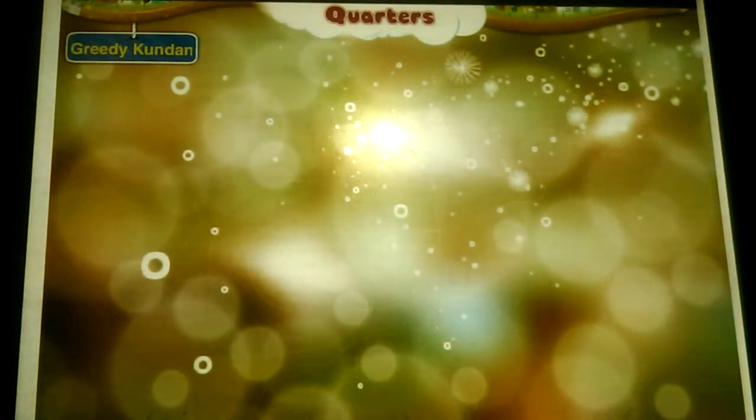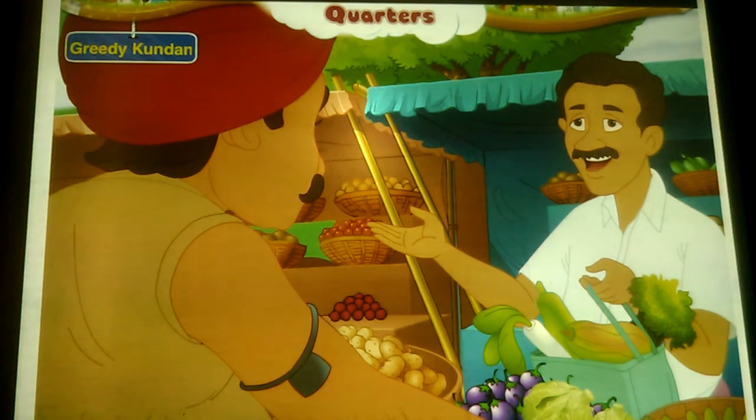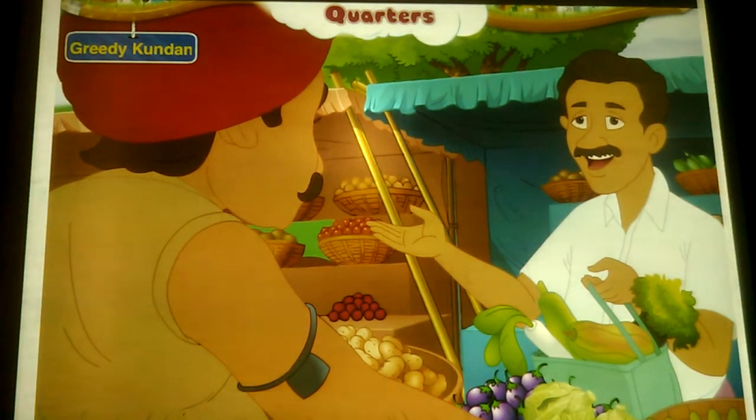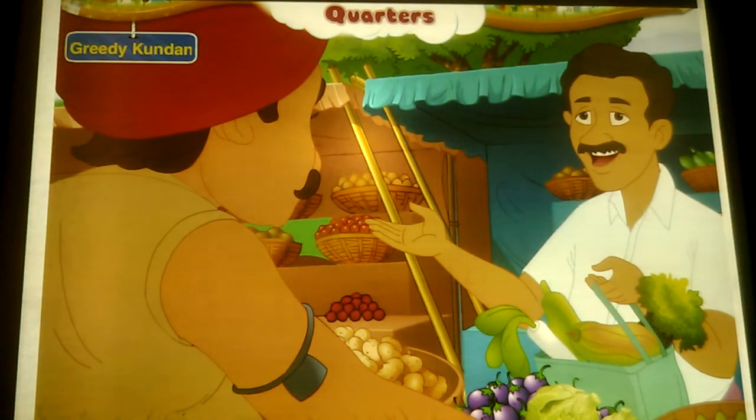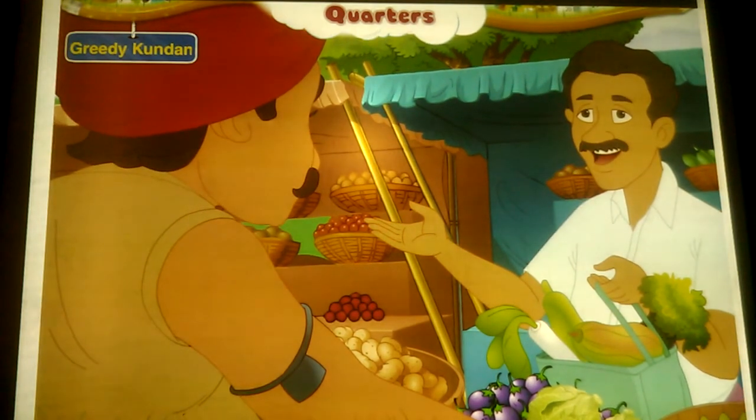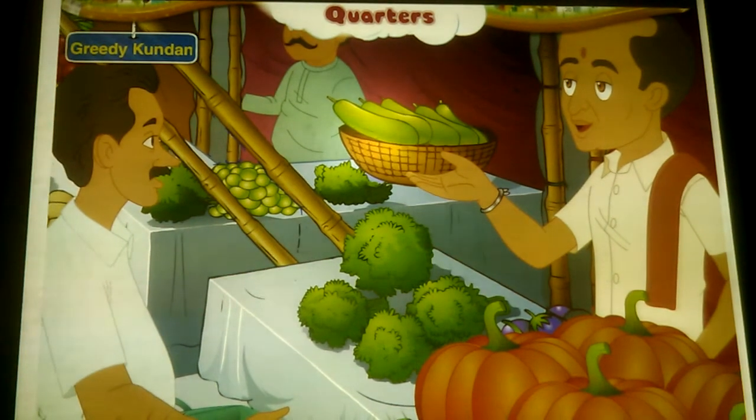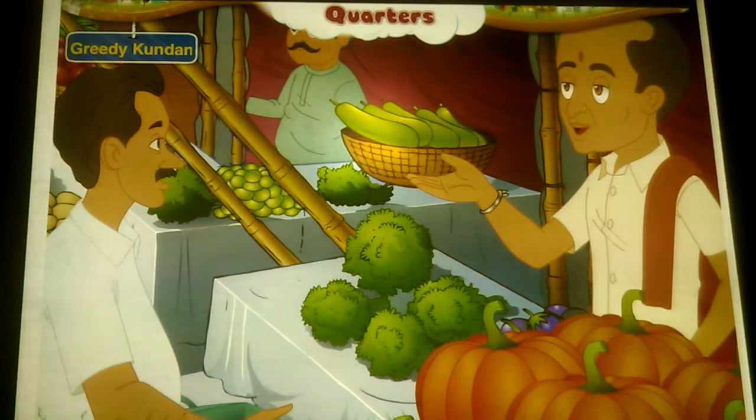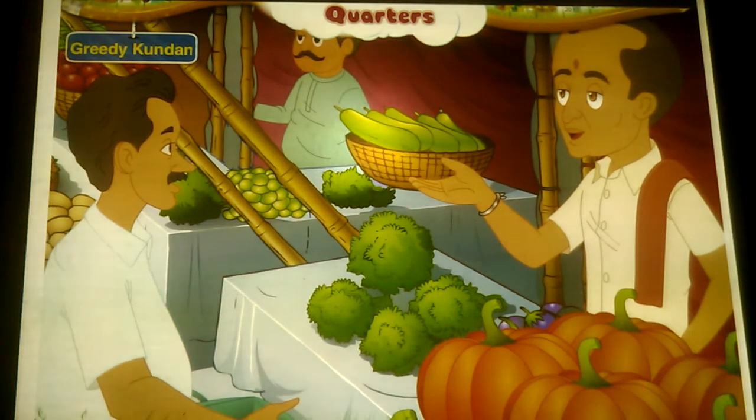Greedy Kundan. Kundan is a greedy man. Whenever he goes to the market, he wants to get more and more, but doesn't want to spend much money. One day he feels like eating pumpkin halwa. He tries to buy a big pumpkin with only 10 rupees.